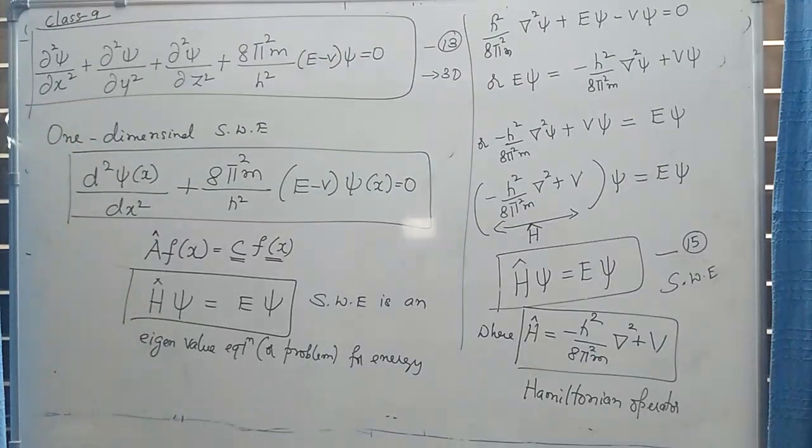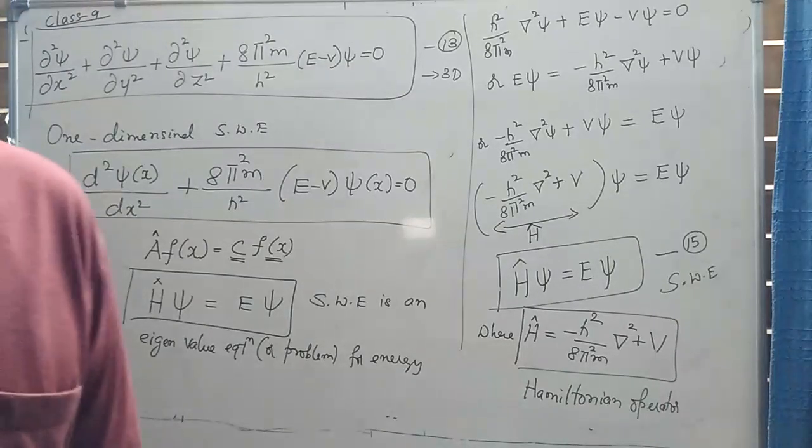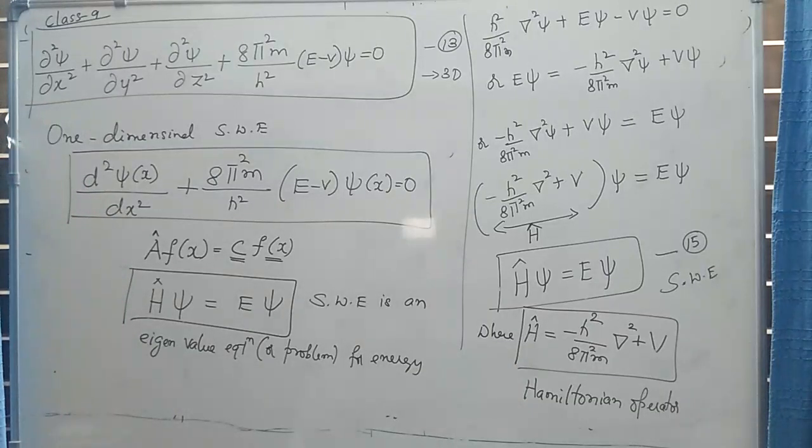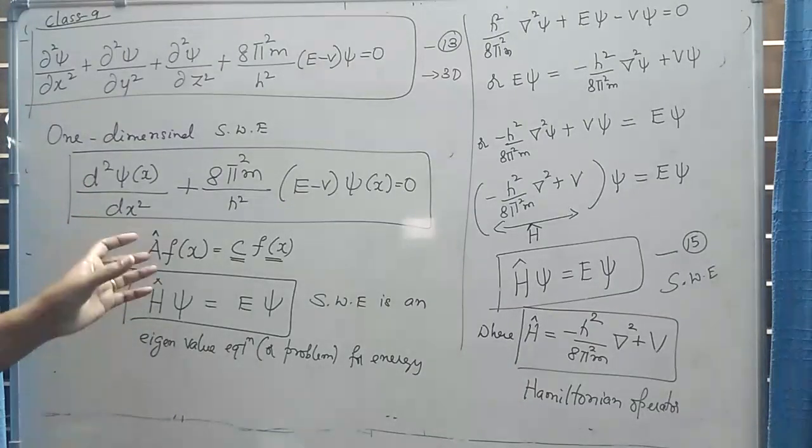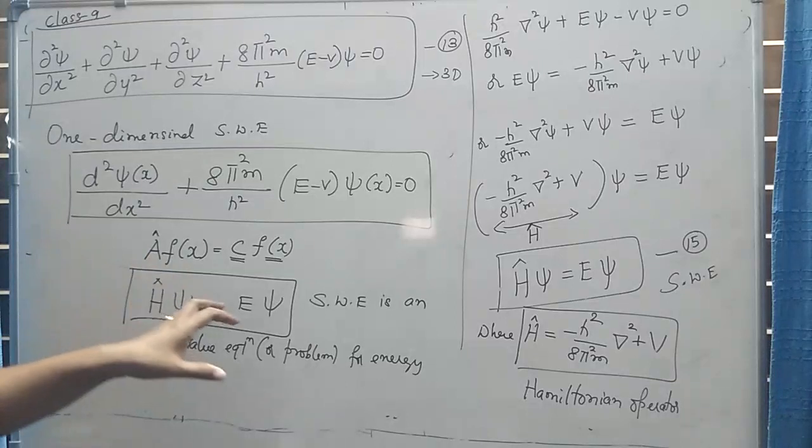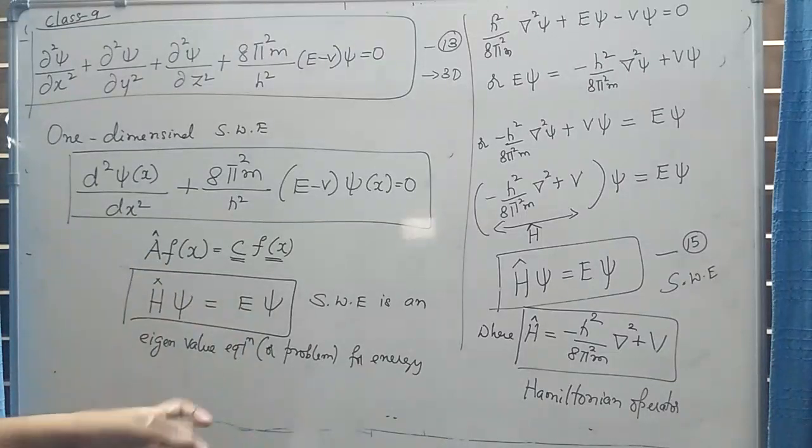Okay, so this Hamiltonian operator is a Hermitian operator, and one of the important properties of a Hermitian operator is that the eigenvalue of a Hermitian operator is always real. This operator may be complex or real, the wave function may also be complex or real, but the eigenvalue is always real. That is an important property of a Hermitian operator. And why should we get a real value?